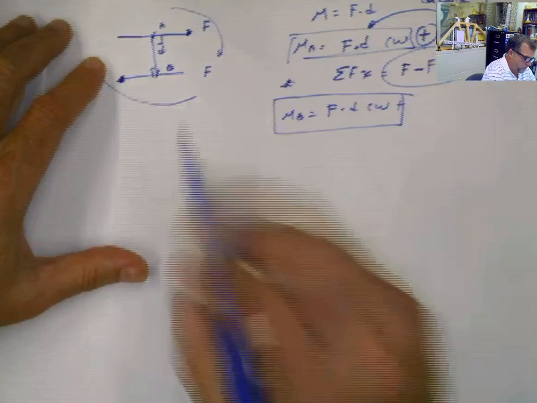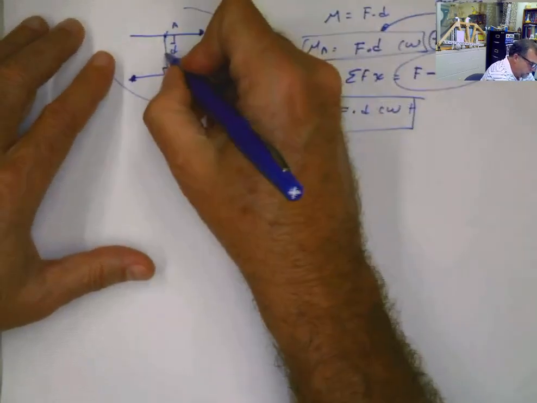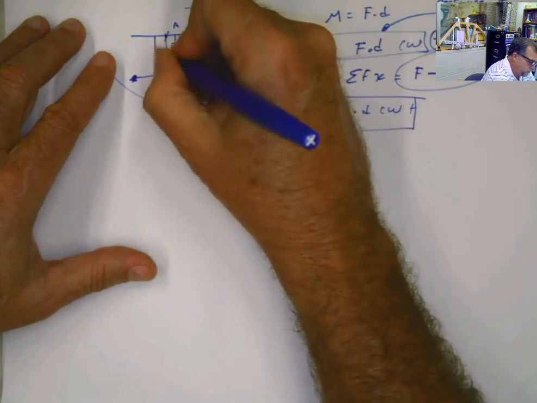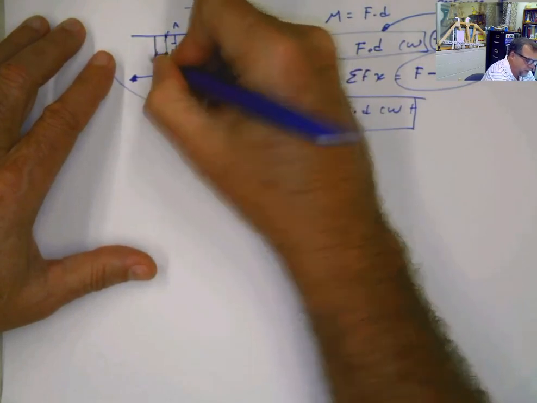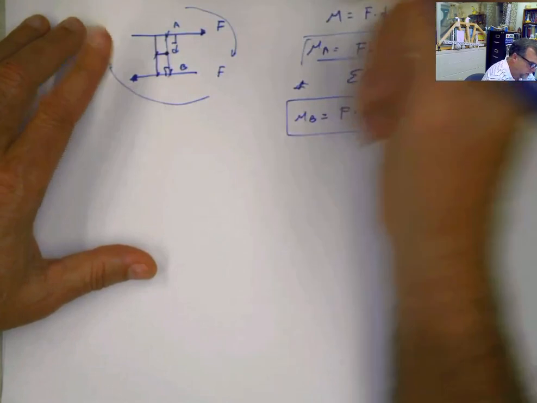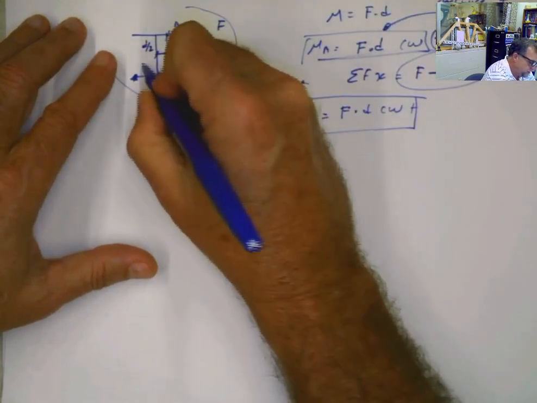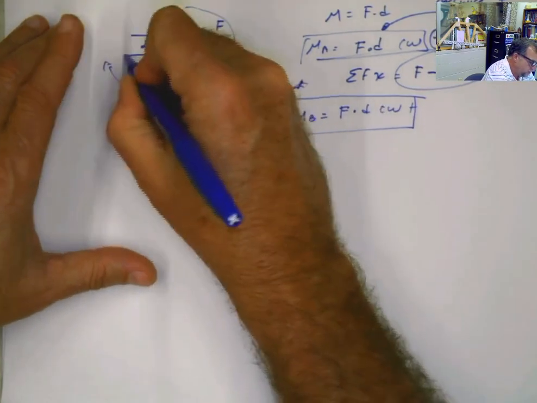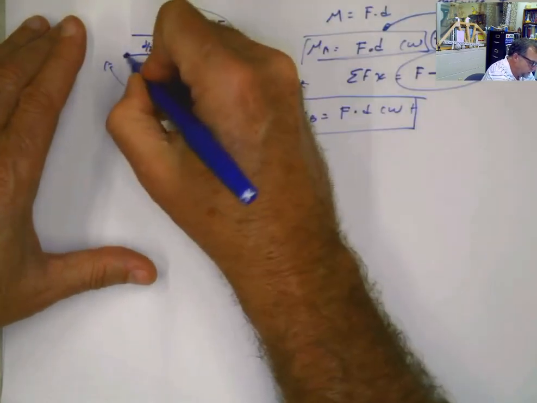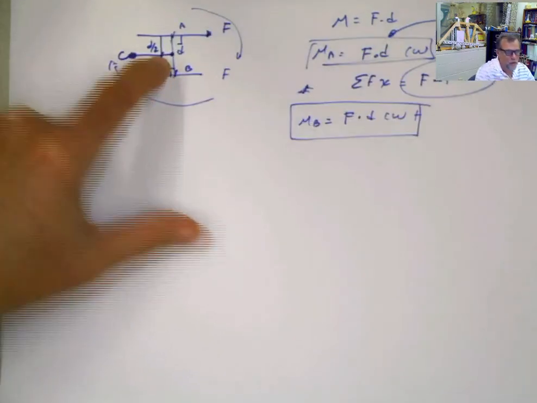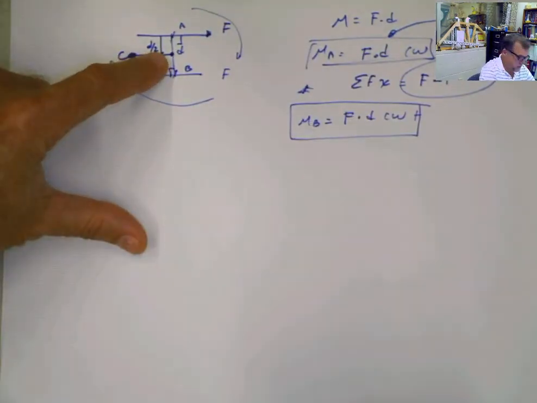Now, no, wait, but this is too weird. I'm going to select the middle of that point. The middle of that point, and I'm saying the middle for saying the middle. I could say the third, the half, the fourth. This distance is the half, and this distance is the half, and I'm going to call that point C here, C. What if I do now summation of moments at C?